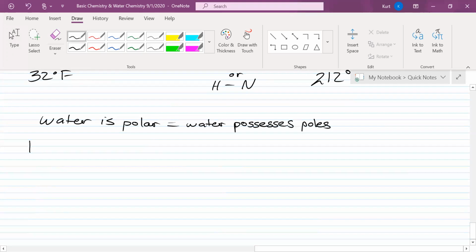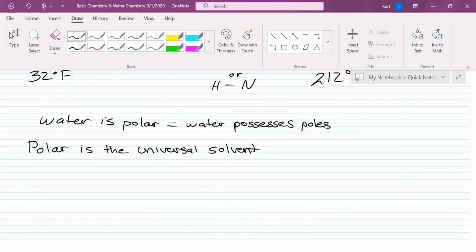Now, the fact that water is polar, you get to a concept of hydrophobic and hydrophilic. Water is called the universal solvent. Anything that's polar, water can generally break down. It can't break down everything because not everything is polar. But most polar substances can be broken down by water. Non-polar substances like oil and wax cannot.